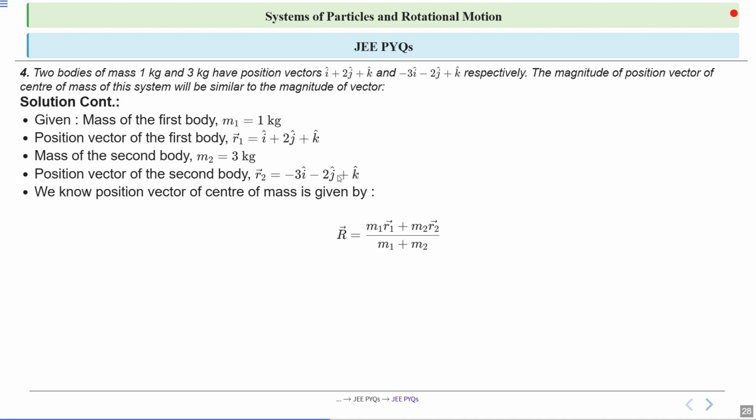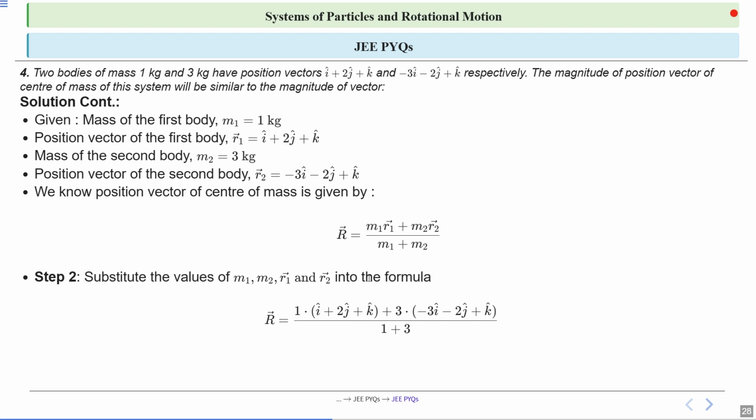So we know the position vector of the center of mass is given by r equal to m1 r1 plus m2 r2 divided by m1 plus m2. So this is the formula to calculate the center of mass of the given body. So next step to solve this question is substitute the values of m1, m2, r1 and r2 into the formula. So just put the values in the formula of the center of mass. So that is 1 into i cap plus 2j cap plus k cap plus 3 into minus 3i cap minus 2j cap plus k cap divided by 1 plus 3.